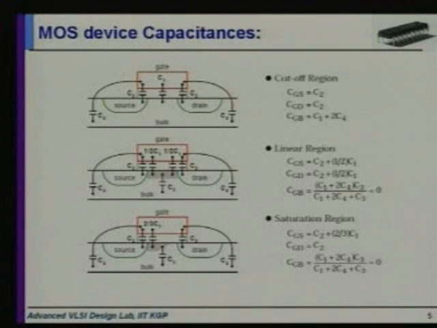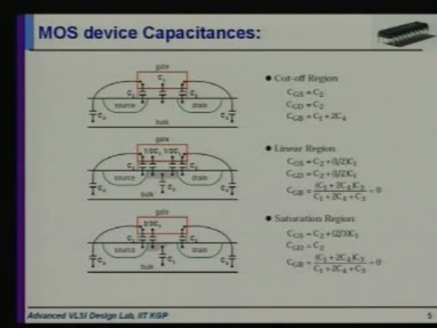Another main point is that in the small channel case there will be some overlap capacitance between the gate and the source and between the gate and the drain, which is given by that C2. Now in the saturation region, as there will be pinch off between the gate and drain, there will be no capacitance between the gate and drain, that is, there will be no C1 term and only the overlap capacitance C2 term will be there.